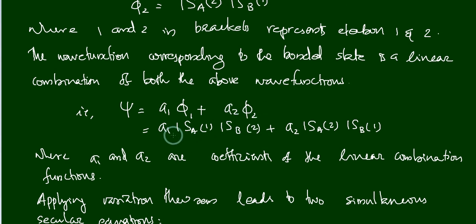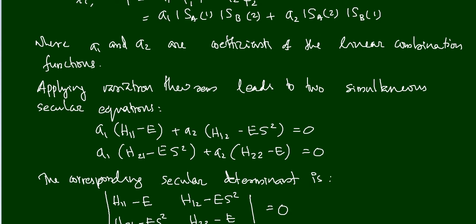So that is equal to a1, where φ1 is the expansion in terms of a1, 1 and b2, plus a2, where φ2 is the expansion in terms of a2, 1 and b1. Okay, and here a1 and a2 are the coefficients of the linear combination functions.